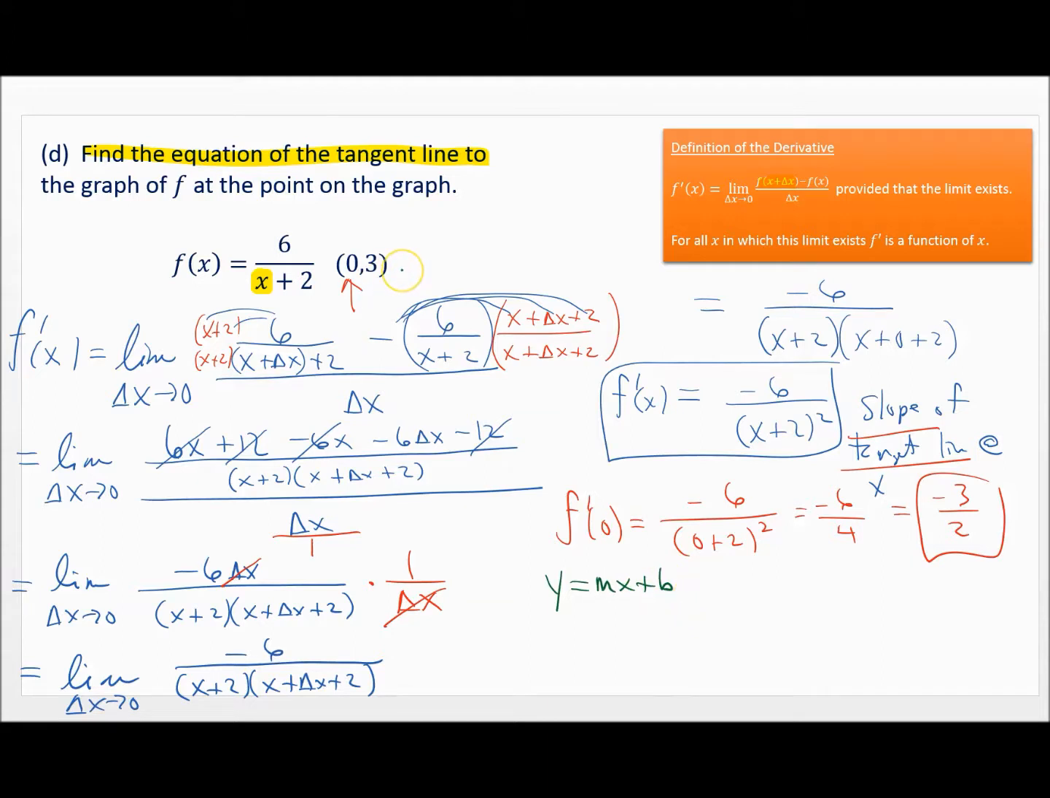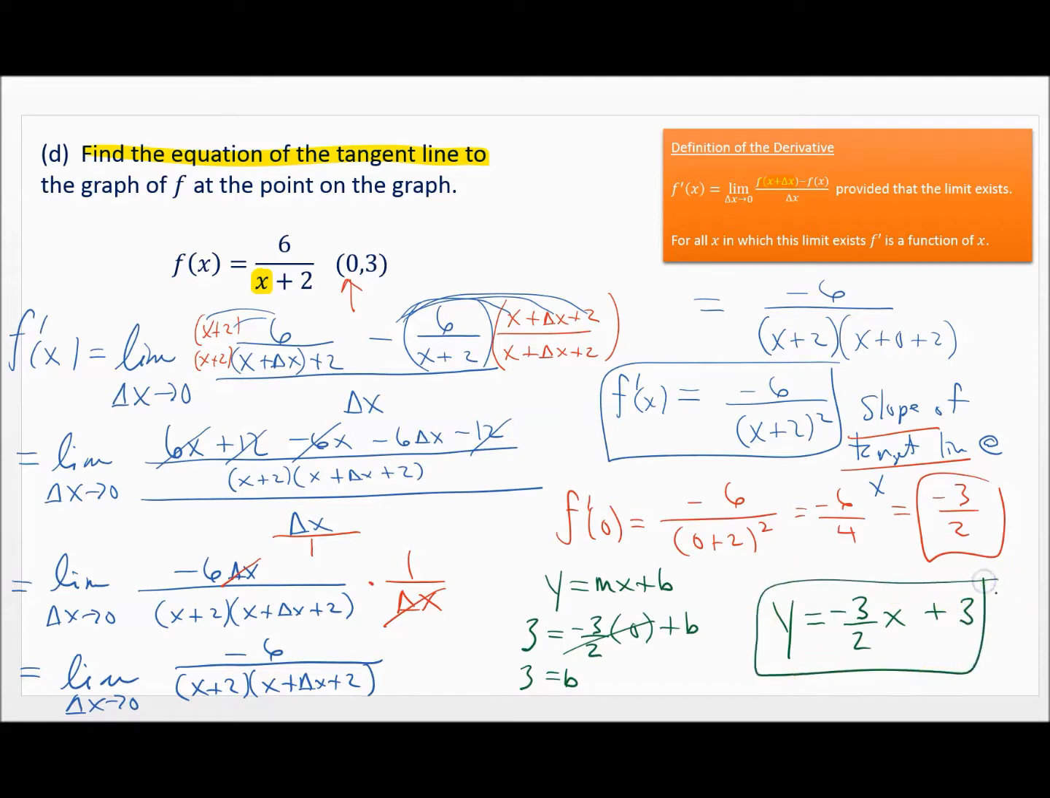Go ahead and plug in 0, 3 for your x and y. So y is 3. That equals m, which is -3/2, times x, which is 0, plus b. Of course, that's 0, right? So that tells me 3 equals b. The final answer to this problem is y equals -3/2 x plus 3. This is the equation of the tangent line at the point 0, 3 of the function 6 over x plus 2.